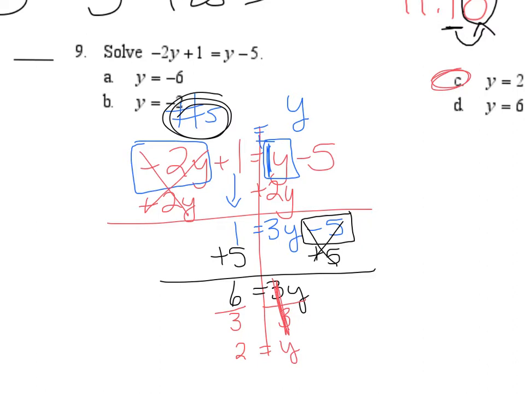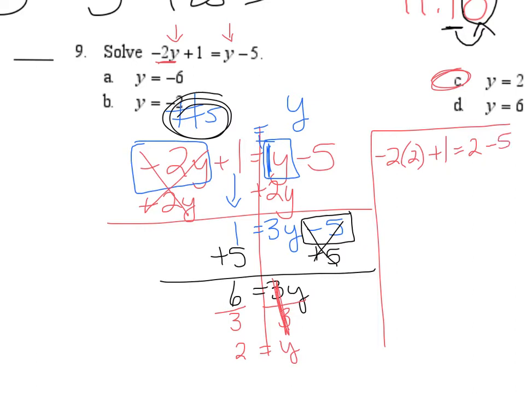I can always check my answer, so I could actually replace the y's with 2 and make sure that it works. So I'm going to do that over here on this side. So negative 2 times 2, because these are next to each other, so that means multiply, plus 1 equals 2 minus 5. So now I'm going to solve. Negative 2 times 2 is negative 4. Negative 4 plus 1 equals, it's negative 4, watch out, minus 5.